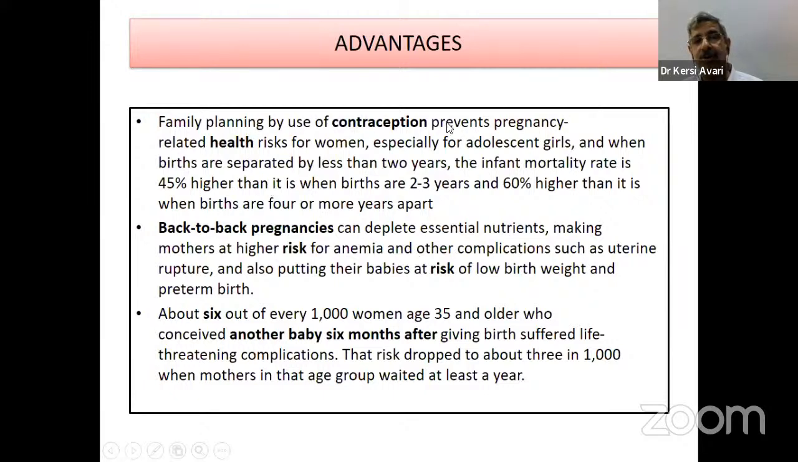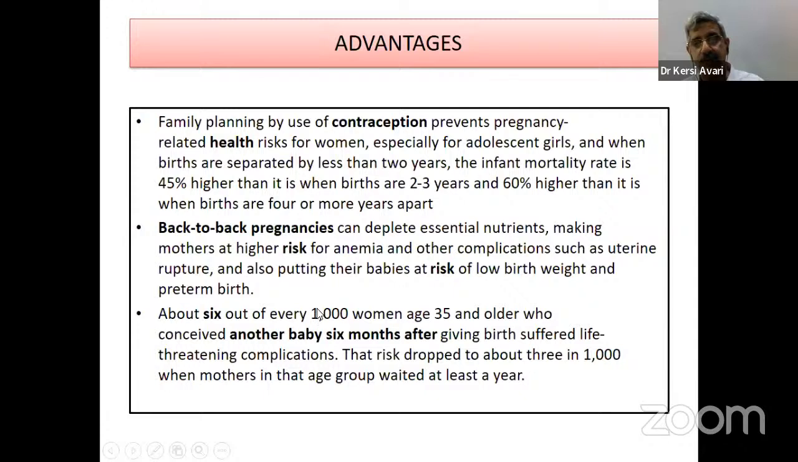Family planning by use of contraception prevents pregnancy-related risk, especially for young girls, where births are separated by less than 2 years. Female infant mortality is 45% higher when the children are born within 2 years and 60% higher when births are closer apart. Back-to-back pregnancies can deplete the nutrients, making mothers higher risk for anemia, complications of uterine rupture, risk of preterm deliveries, and low birth weight.